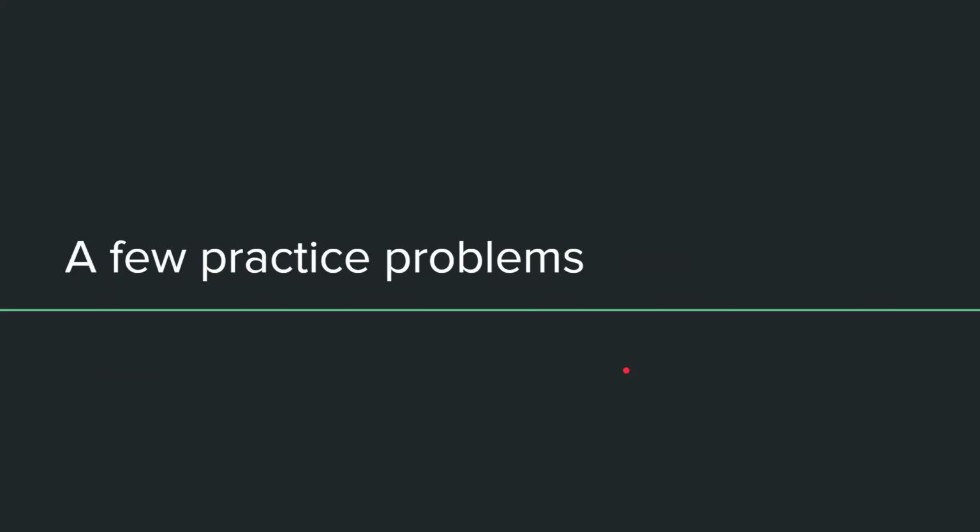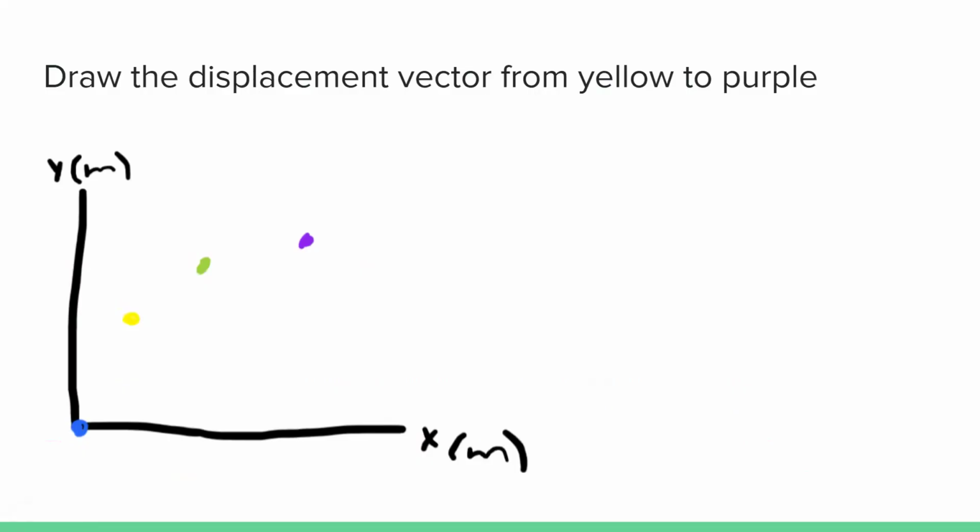All right, let's look at a few practice problems based on what we just talked about. All right, this actually isn't what we talked about today, but in the last lesson, so it's still good to know. So let's draw a displacement vector from the yellow to the purple. It's just going to look like that. We start the arrow at the yellow and end it at the purple. That's really just how simple it is if you get a question like this.